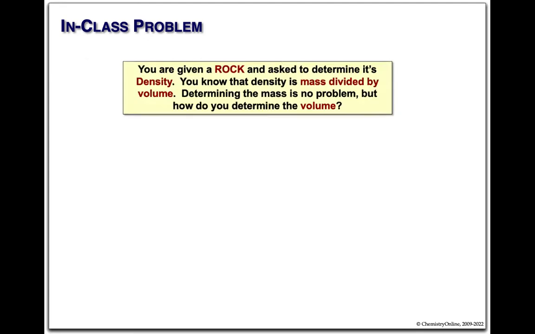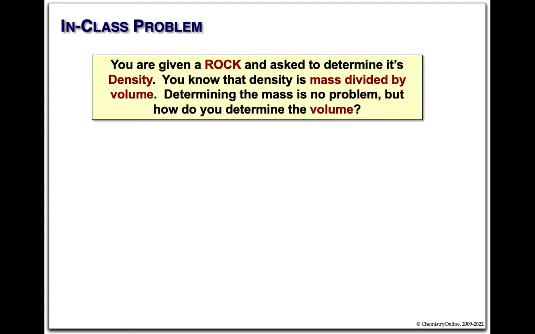We'll actually do this in lab, sort of. Pretend that you were given a rock, and your entire grade in chemistry depended upon determining the density of that rock. Well, okay, no problem. I can weigh it, I get the mass. But the rock is irregular. How in the world do you know its volume? Turns out that this is a very old problem.